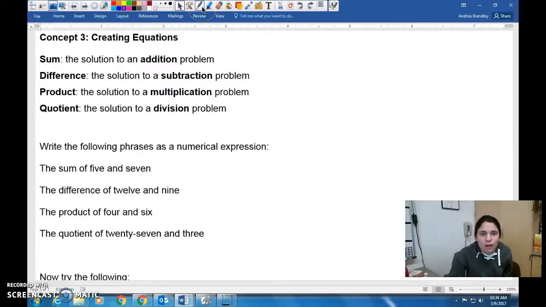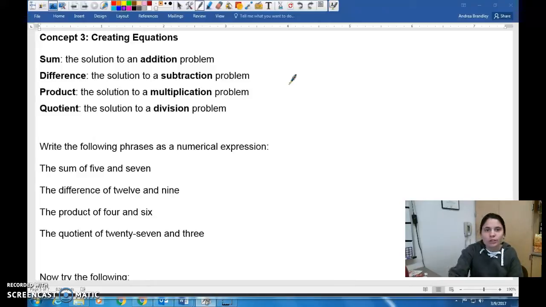All right, so today we're talking about creating equations. In order to do that effectively, we need to be able to talk about the way that we write or say different mathematical terms in words. So first we're going to just quickly review the most simple mathematical phrases, which I have listed right here to the left. So I have sum, difference, product, and quotient.